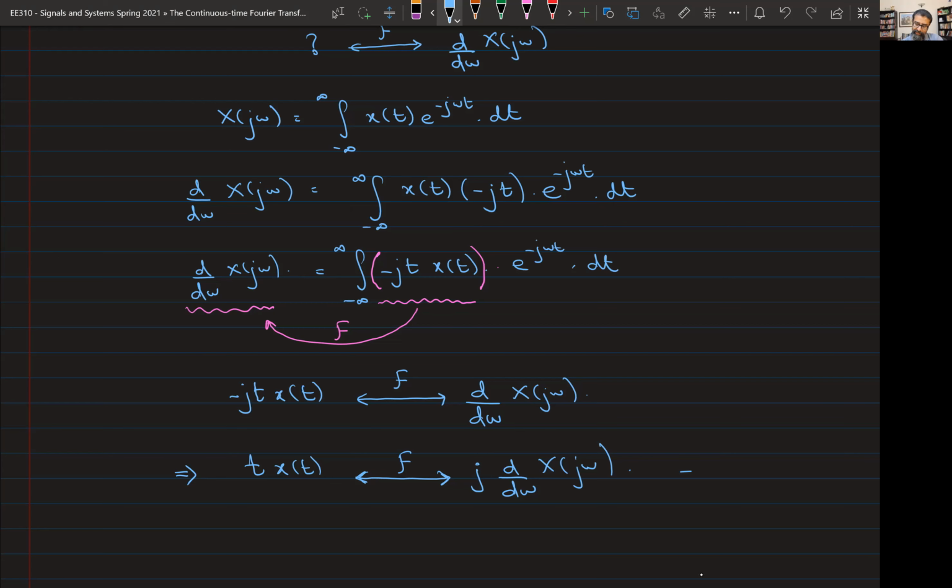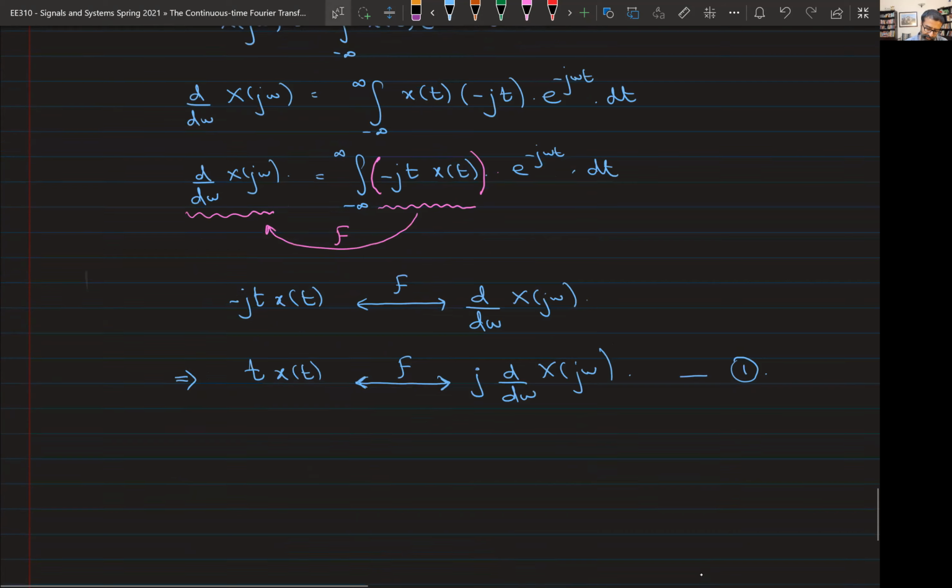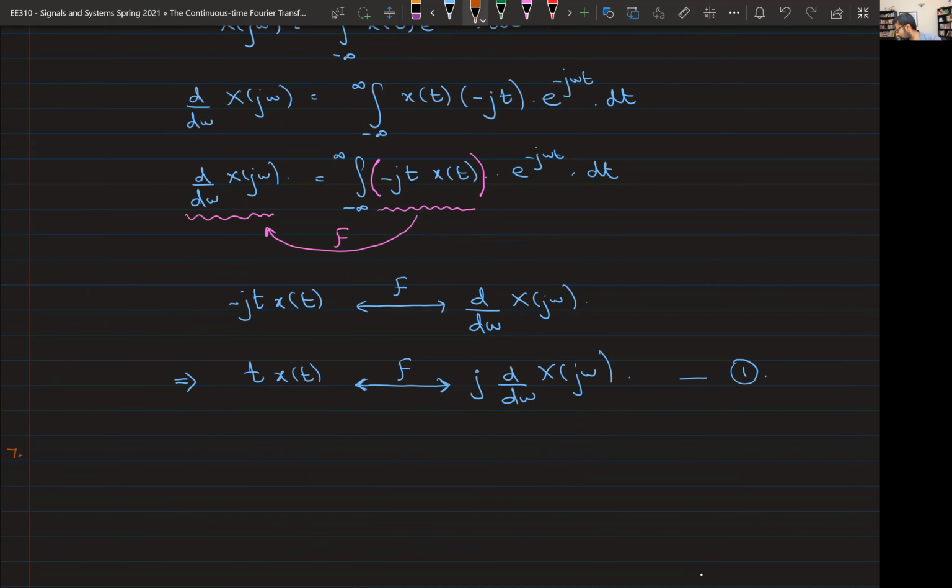So this is a result that we will actually end up using. The reason I wanted to do this is that we will use it in some applications or examples in particular. So this was property number 6. Let me briefly talk about, because it's quite simple, property number 7, which is frequency shifting.